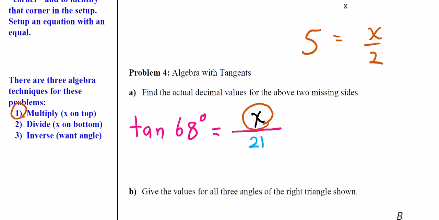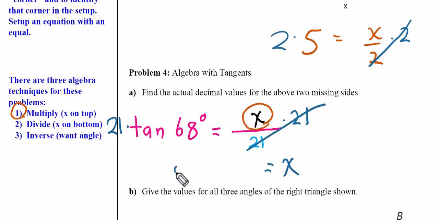And I wanted to get the x by itself. Well, I would multiply both sides by 2. That way the 2's cancel out. So this is what we're doing here. I'm going to multiply both of them by 21. Put the 21 in front, not on the back or in between. Okay. These 21's cancel out. So this is what you would do if the x is in the fraction and it's on top. Okay. Always for our problems, we have setups like this. So these cancel out and I get x is equal to 21 times tangent 68.